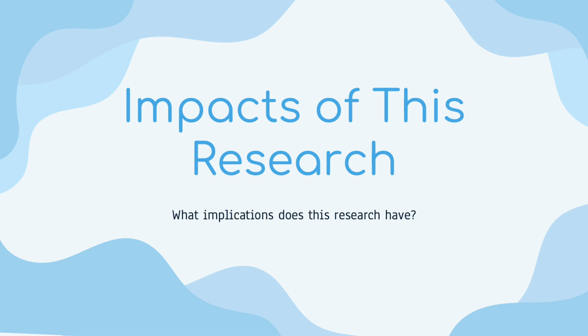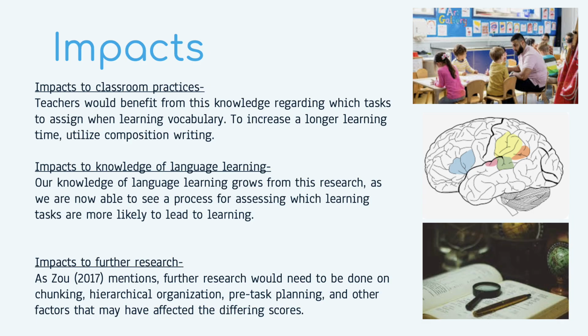Next, we will be discussing the impacts of the research and what implication this research has on other populations. So, the impacts of the research can be threefold: the impacts to classroom practices, the impact to knowledge of language learning, and the impact for further research. The impact for classroom practices is very important because this research not only connects to a larger hypothesis, but it also connects to what a lot of teachers utilize in the classroom. So, utilizing the closed sentence structures, using the sentence writing, and using the composition writing in order to aid the vocabulary understanding in the classroom.